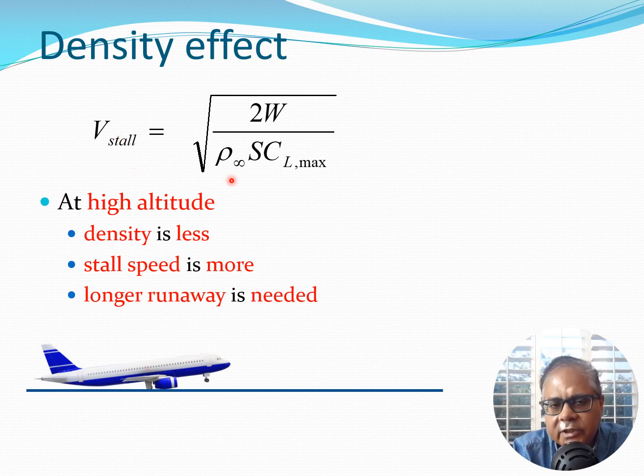Let's look at density. So you clearly see here that density is in the denominator. So if you are at a high altitude, maybe in a mountain somewhere, then the density is going to be less. And so the stall speed is going to be more. And therefore, a longer runway is going to be needed at this particular location.